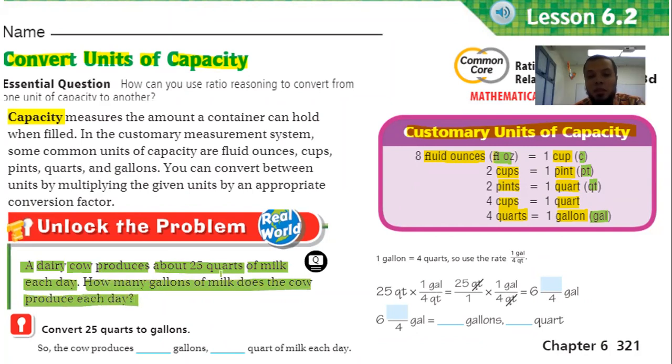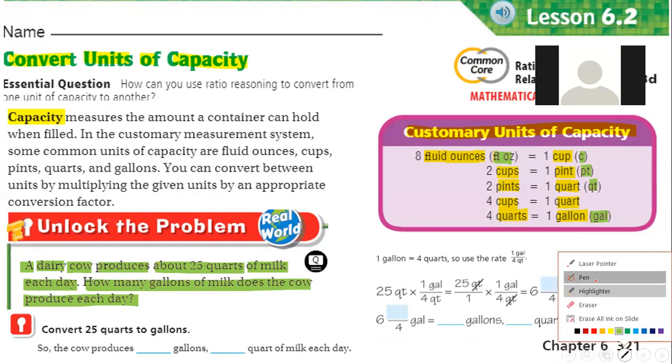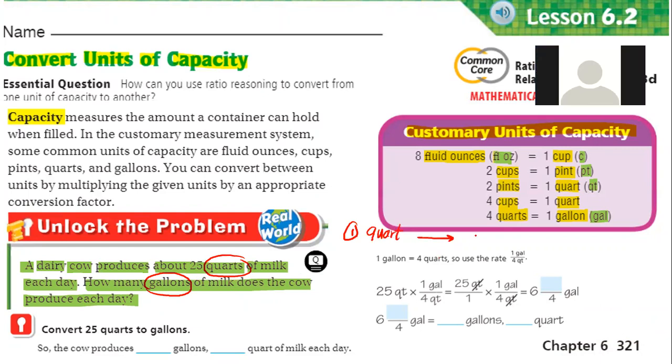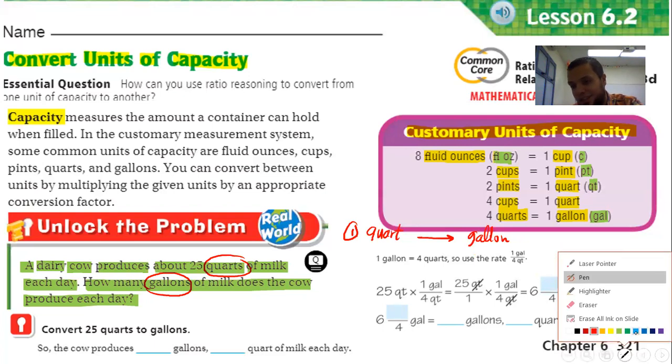So what is the main unit in the information? Quart. Yeah, quarts. So here you need to convert from quarts into what? What is the question's unit? Gallons. So I need to convert from quarts to gallons, because the main one here is quart. Ask yourself the same question every time we solve this kind of example.